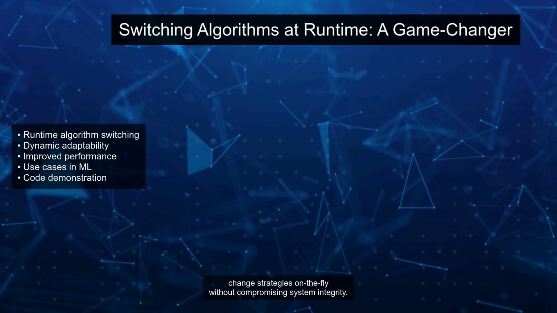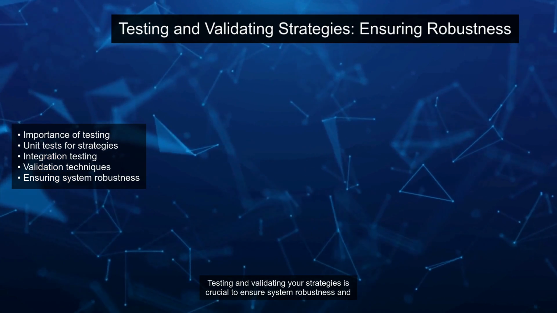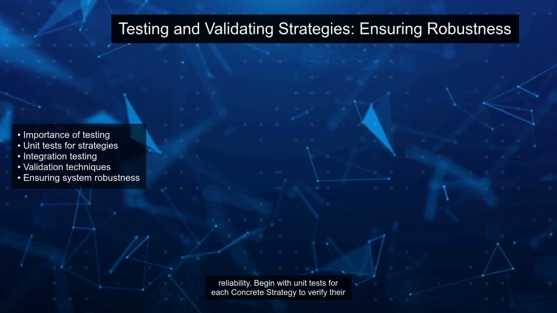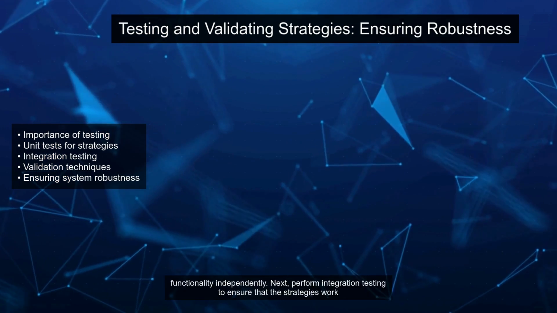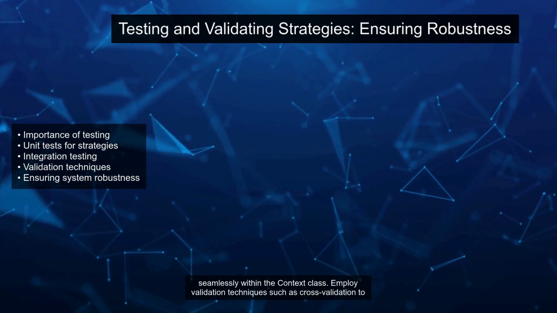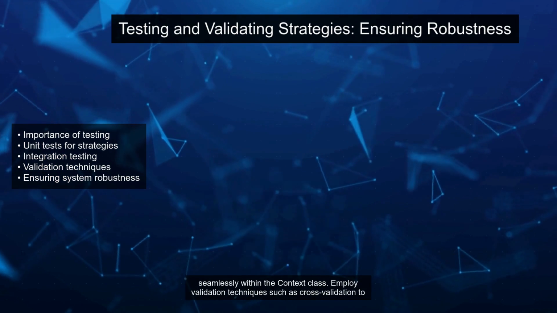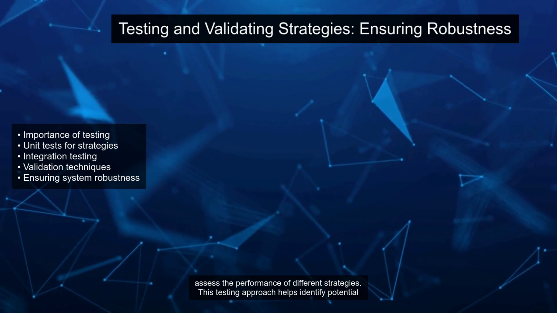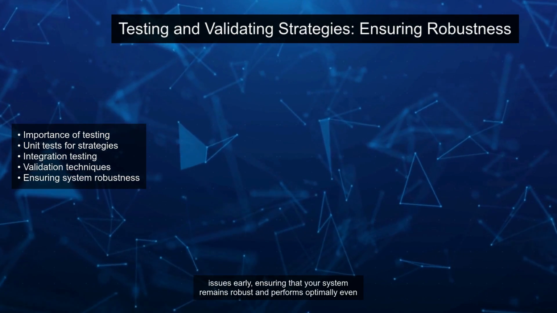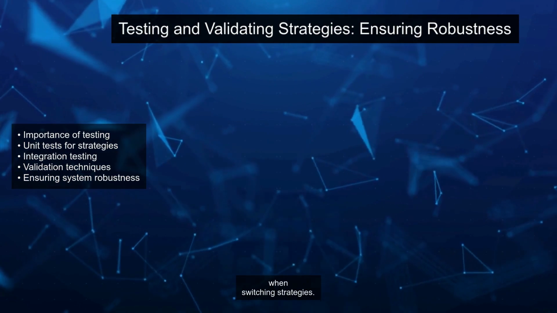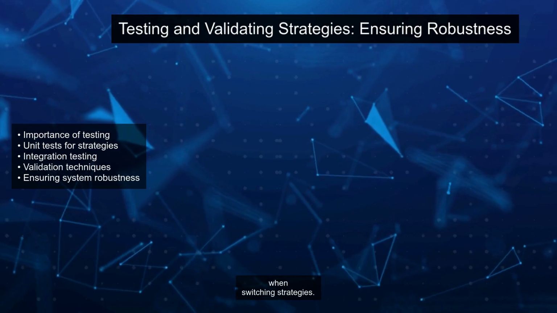Testing and validating your strategies is crucial to ensure system robustness and reliability. Begin with unit tests for each concrete strategy to verify their functionality independently. Next, perform integration testing to ensure that the strategies work seamlessly within the context class. Employ validation techniques such as cross-validation to assess the performance of different strategies. This testing approach helps identify potential issues early, ensuring that your system remains robust and performs optimally even when switching strategies.